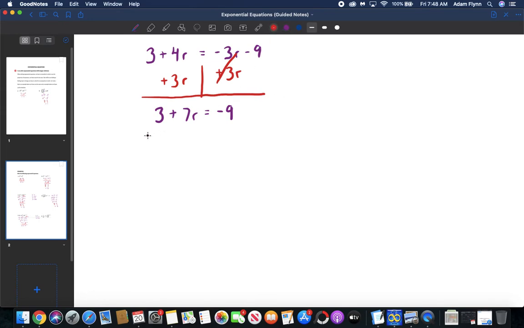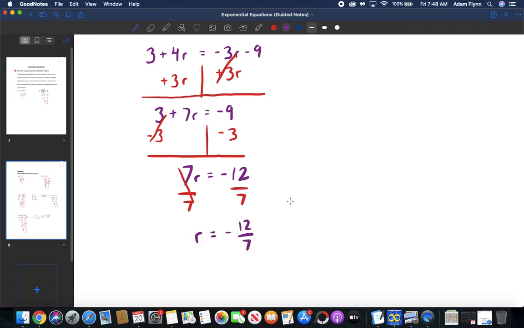Now I'll move my numbers all over to the right side, so I'll subtract 3 to start off. My 3's cancel on the left side. I'm left with 7r equals negative 9 minus 3, which is negative 12. My last step is to divide by 7 on both sides to isolate my r. I get r equals negative 12 over 7, which I cannot simplify. Leaving your answer as an improper fraction is completely fine with me. I actually prefer it that way, as opposed to a mixed number or a decimal.